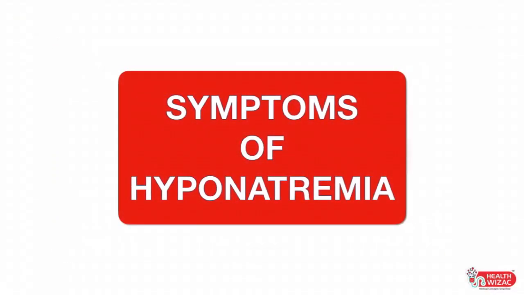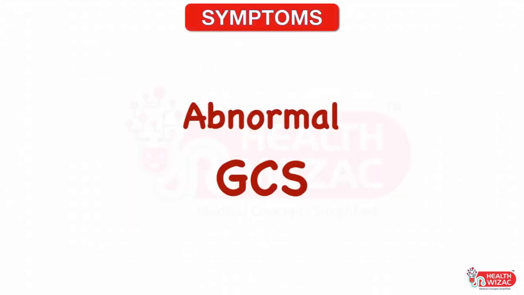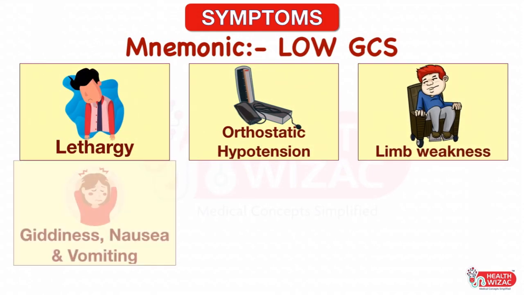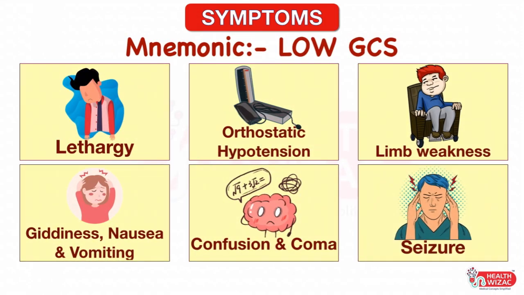As patients of hyponatremia usually present with abnormal GCS, the symptoms can easily be remembered with the mnemonic called LOW GCS, in which L stands for lethargy, O stands for orthostatic hypotension, W stands for limb weakness, G stands for giddiness, nausea and vomiting, C stands for coma, and S stands for seizure.